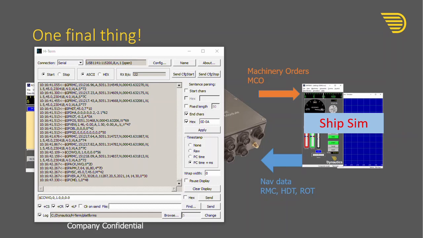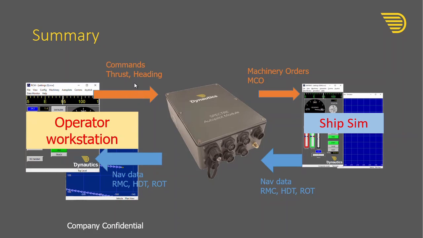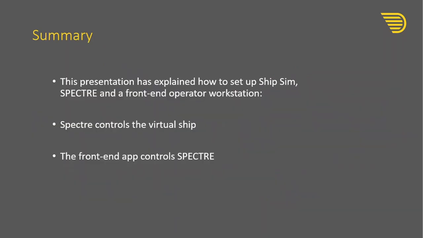So finally, in summary, we've now got thrust commands going in. You can put it on a heading, it'll control the boat, returns data to Spectre, and I've shown you how to get the data out. So as promised, I've explained how to set up ShipSim and Spectre and a front-end operator workstation. We've used HTerm. It's up to you to create something more useful from HTerm, something which will send it around waypoints automatically and so on. So Spectre is controlling the ship and you are controlling Spectre. Over to you. Good luck.